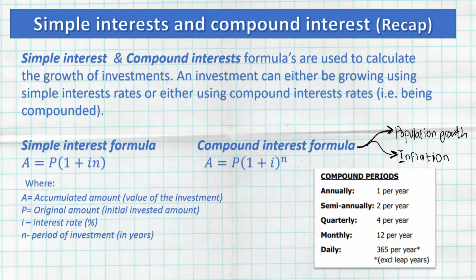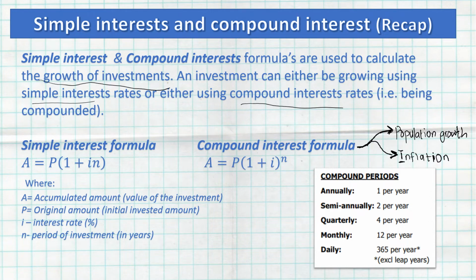Okay, let's start. We're going to start with simple interest and compound interest, and this is a recap. Simple interest and compound interest formulas are used to calculate the growth of an investment. An investment can either be growing by using simple interest rates, or by using compound interest rates, that is, being compounded.